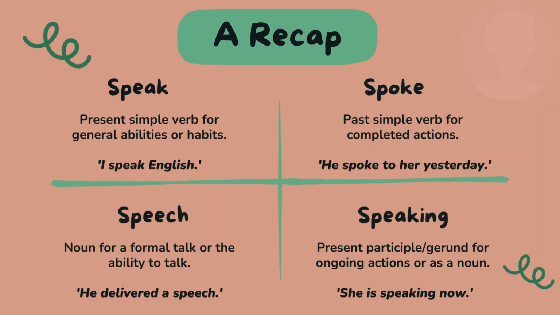All right, let's wrap this up with a quick summary. Speak, present simple verb for general abilities or habits. For example, I speak English. Spoke, past simple verb for completed actions. He spoke to her yesterday. Speech, noun for formal talk or the ability to talk. He delivered a speech. Speaking, present participle or gerund for ongoing actions or as a noun. She is speaking right now.